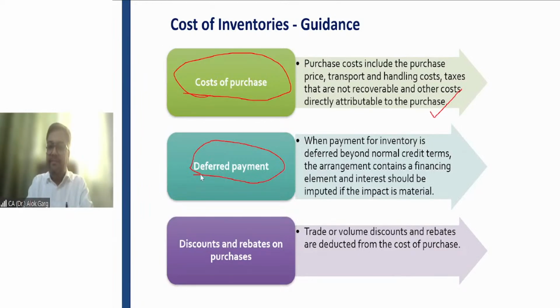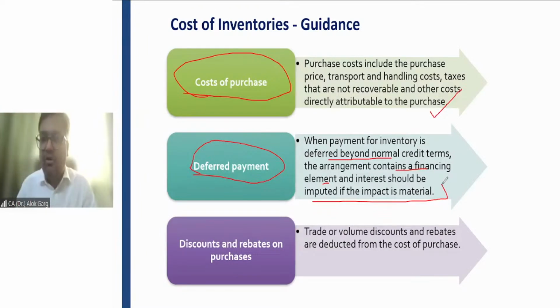Is that clear? And when a payment for inventory is deferred beyond normal credit terms, the arrangement contains a finance element and interest should be imputed if the impact is material. So this deferred payment cost, this interest cost, should not form part of your inventory. It has to be recorded as an interest cost, finance cost.